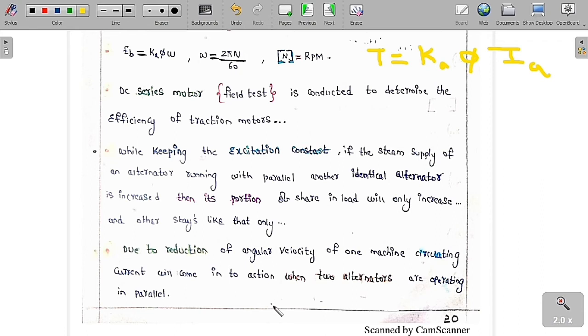Whenever two alternators are connected in parallel, their voltages should be the same. If they rotate with different speeds, then the voltages are also different, so certainly currents are going to be present in the machines.